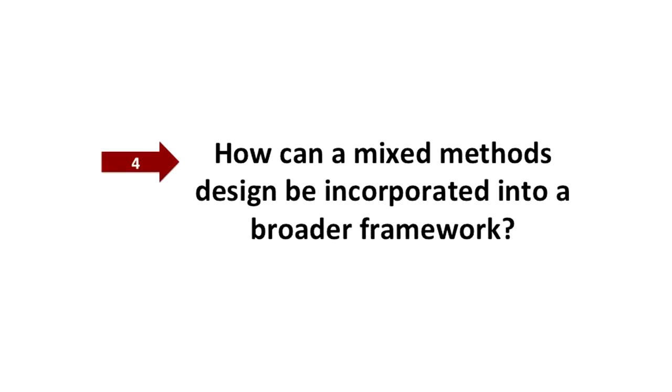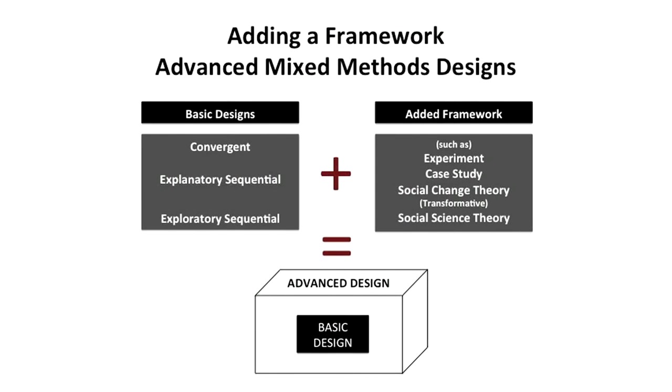Now, there's one more step. We can move beyond these three basic designs to more what we call advanced designs. So within a basic design, we can add to it. Think about a basic design. We're then going to surround it with a more advanced design. We're going to put some more features into it. For example, we might do an experiment within which a convergent design is used. We might do a case study. We might use a theoretical model, a social change model, for example. Or we might use a social science theory model.